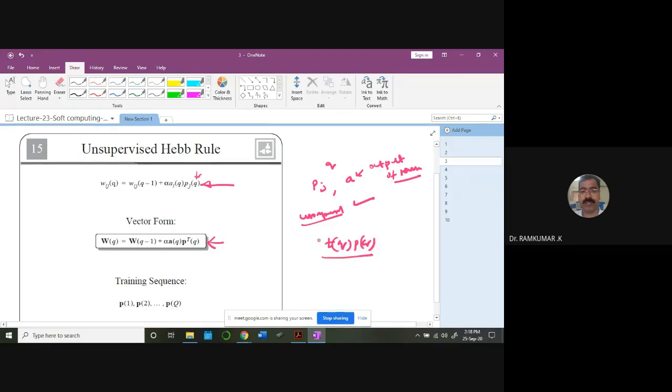This is what we did. Target is there. Target is given, you update the weight. But here, there is no target. That's the only difference. Unsupervised. This is the output of the neuron I'm directly taking. Okay. So this is a training sequence of data I have.